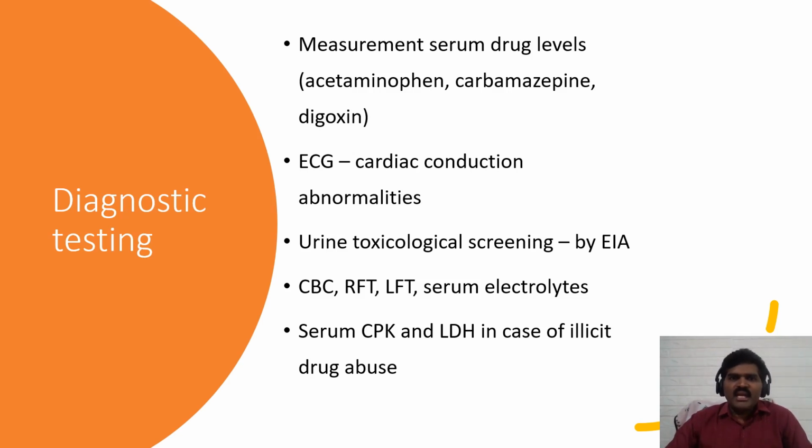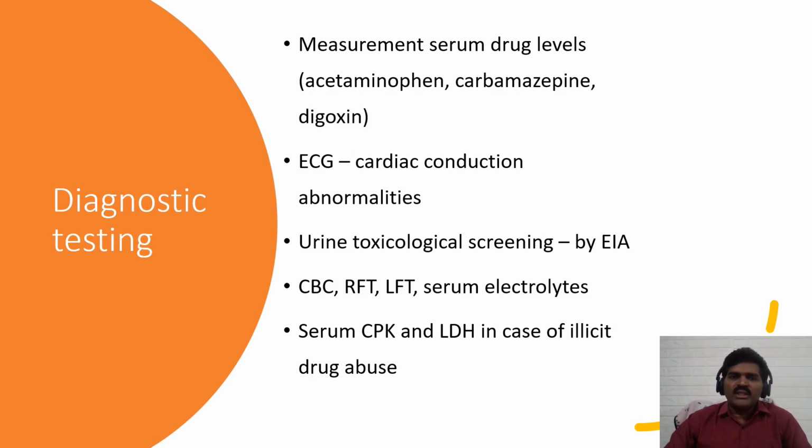Next comes diagnostic testing. Measurement of serum drug levels is especially useful in acetaminophen toxicity, carbamazepine toxicity and digoxin toxicity. You don't have to measure serum drug levels in all poisonings. Without measuring drug levels, you can manage. These are some of the drugs where measuring the drug level will help you in planning your management.